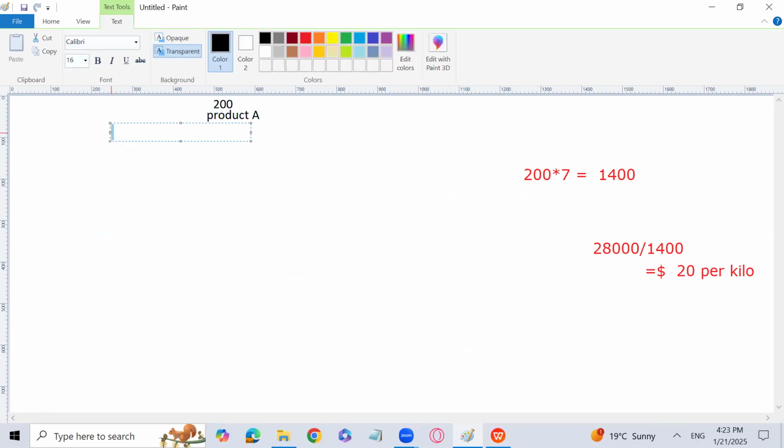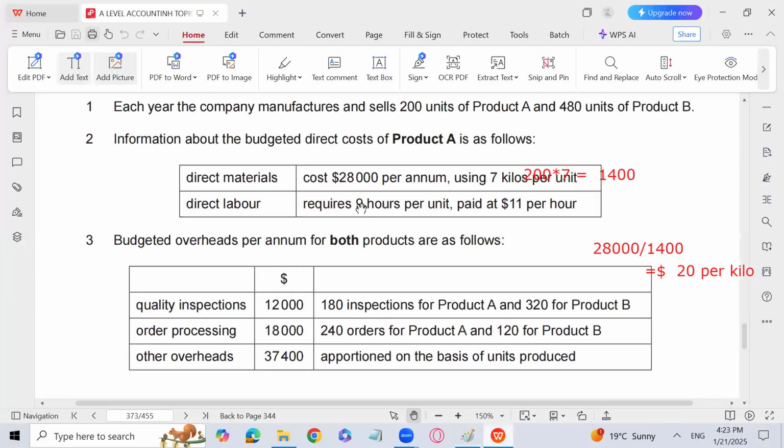So we'll start with the direct material. Direct material per unit, we have already calculated, 7 into 20. That is going to be how much? 140. Then direct labor is going to be how much? That is going to be 9 into 11, because it is 9 hours per unit and $11 per hour. That is going to be 99. Let me make you see again. 9 hours per unit into $11 per hour. So 9 into 11, 99 per unit.